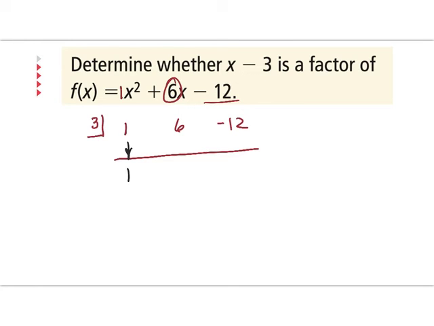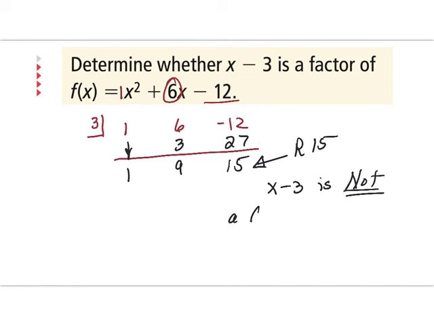Here comes a 1, 1 times 3. Add them up. 9, 3 times 9, 27. Add them up, 15. This tells us, with a remainder of 15, x minus 3 is not a factor of f of x. It has to come out to 0. If it doesn't, well, it doesn't mean we can't factor it. It just means that x minus 3 is not one of the factors.